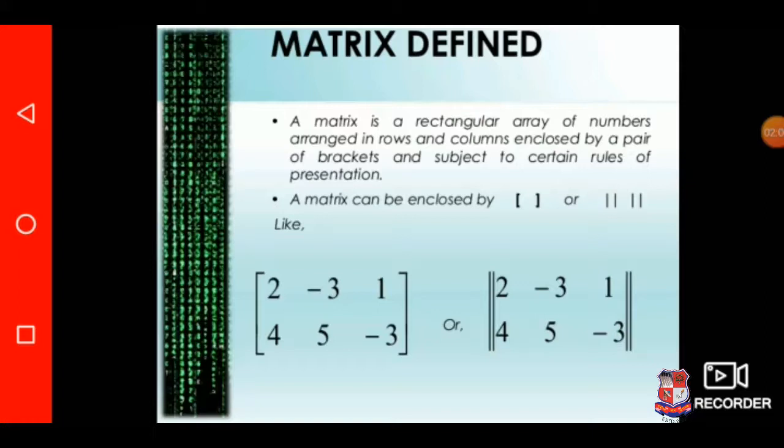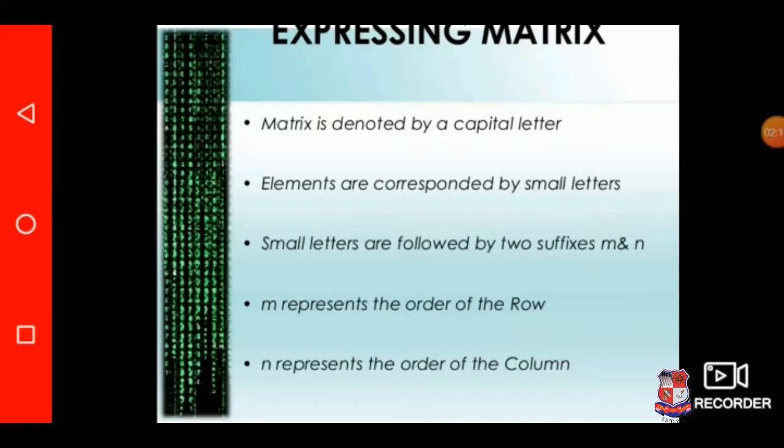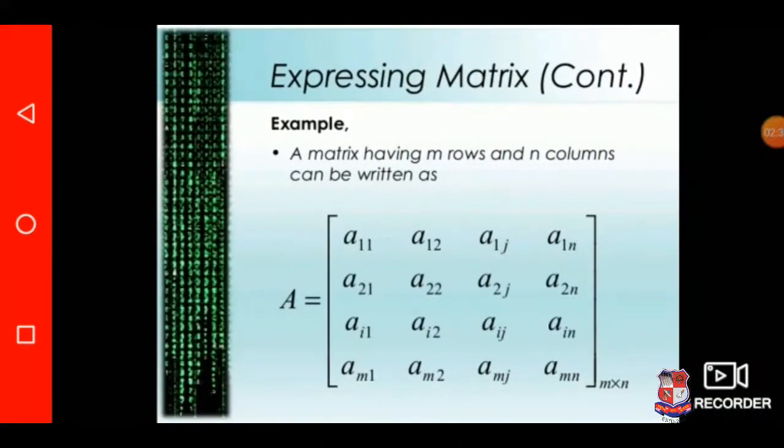A matrix can be enclosed by brackets or double dash line like this one over here. So matrix is denoted by a capital letter. Elements are corresponded by small letters. Small letters are followed by 2 suffixes m and n. m represents the order of row and n represents the order of column. So expressing matrix, here is a typical example of how it can be denoted.